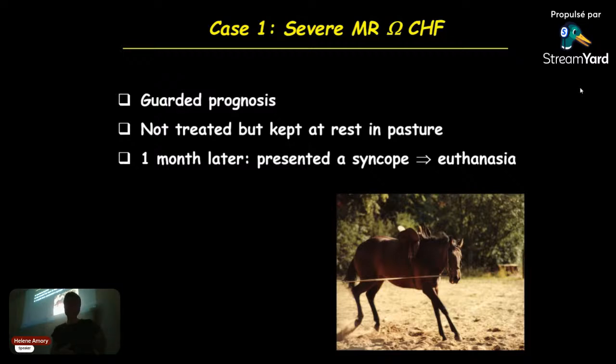And they came back to us 1 month later. They had let the horse at pasture and didn't ride the horse anymore, and he presented a syncope. At this moment, they were ready to euthanize. If we treat the horse with furosemide and digoxin, most likely we will prolong the life of the horse, but we will not resolve the problem of mitral insufficiency. I would say this is a pretty easy case.